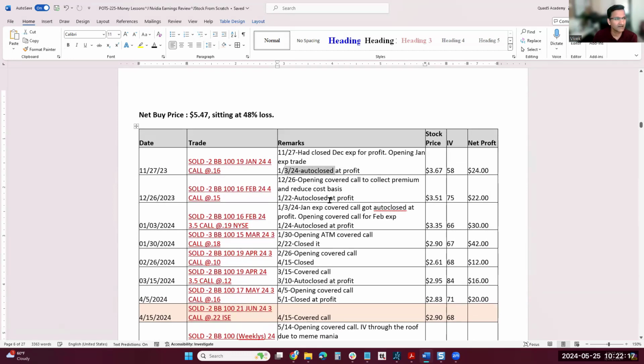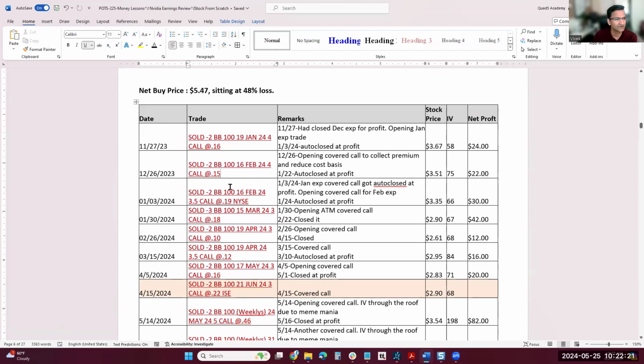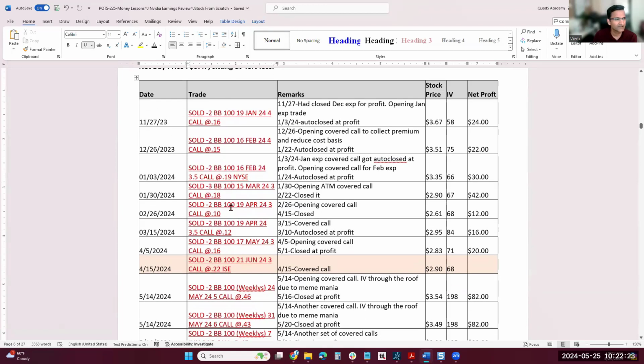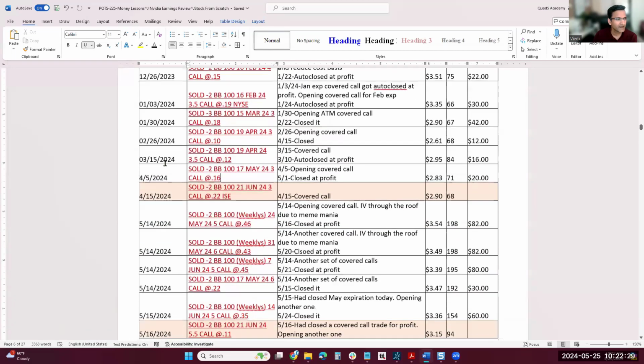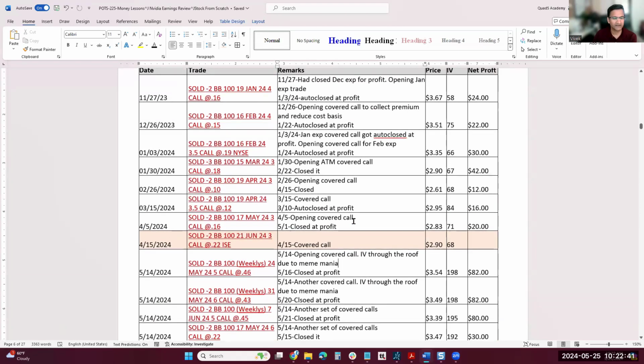On 1/3, I closed. So I sold covered calls on 2 contracts, 2 contracts, 2 contracts, 3 contracts, 2 contracts, 2 contracts, 2 contracts. This is the date of opening. And as you can see on 5/14, this is where the meme folks came in, and I sold a bunch of it, right? Opening covered calls, IV is through the roof. And here's the fun part.